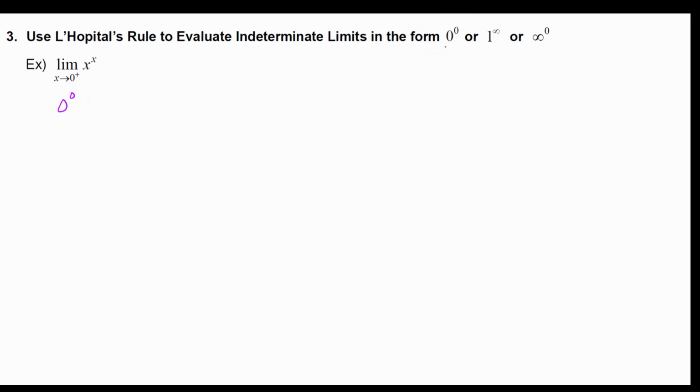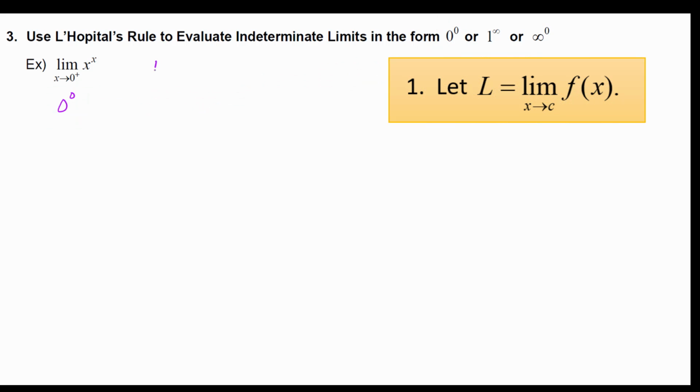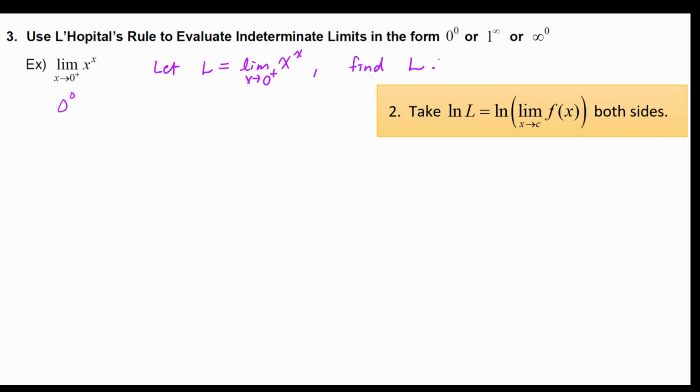When that happens, you are going to let L, for limit, equal the limit as x approaches 0 from the right of x to the x power. And of course, since that's what the limit is, your goal is to find L. Now you are going to take ln of both sides. So I get ln of L equal ln of the limit as x approaches 0 from the right of x to the x power.